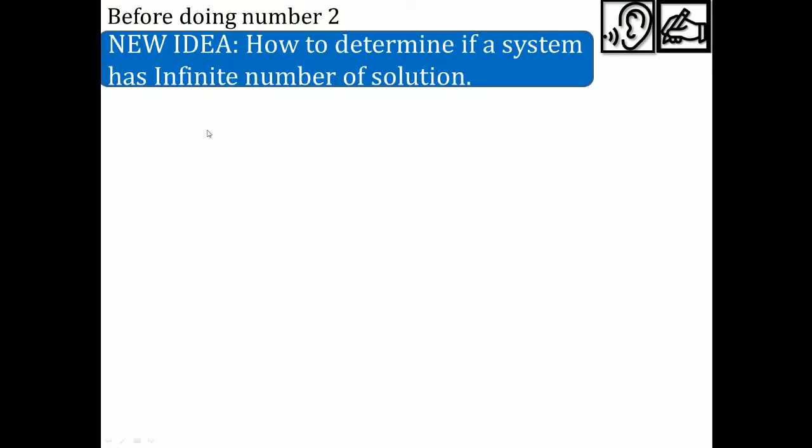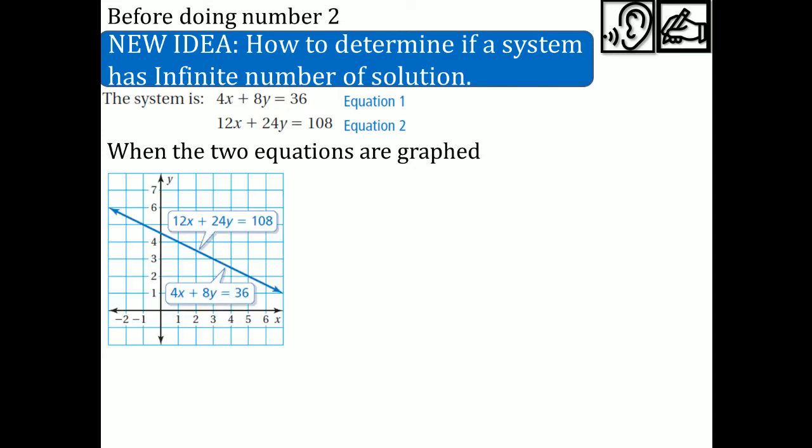The new idea is how to determine if a system has an infinite number of solutions. The system is given by that. That is my first equation and this is my second equation. This isn't in the review packet. These are just notes to give you some information. When the two equations are graphed, it looks like this.